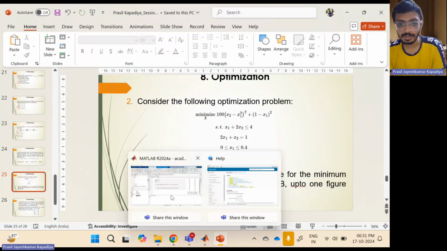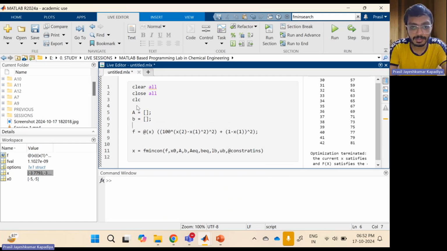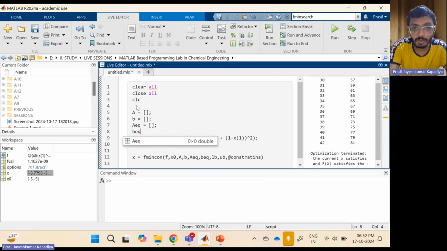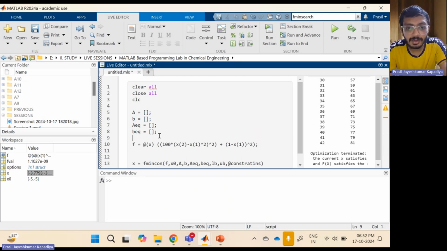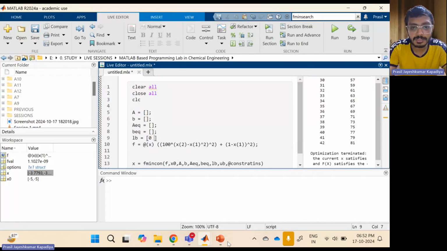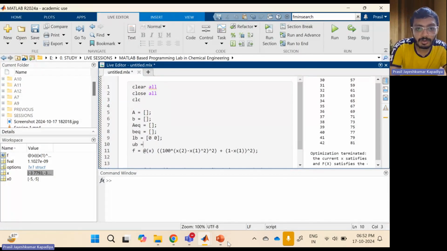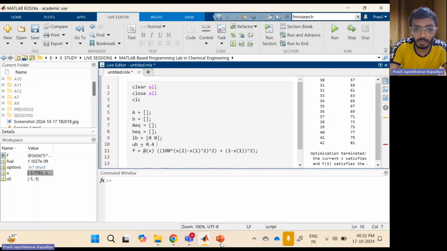Okay, so let's implement that. My A is equal to a null matrix. B also is equal to a null matrix. Then Aeq is equal to a null matrix. Beq also is equal to a null matrix. Okay, these terms we have taken care of. Lower bound I need to write. So what is the lower bound? For the first variable x1 it is 0, for the second variable x2 it is 0. So 0 comma 0. For the upper bound, for the first variable it is 0.4, for the second variable it is 0.4. So 0.4, 0.4.